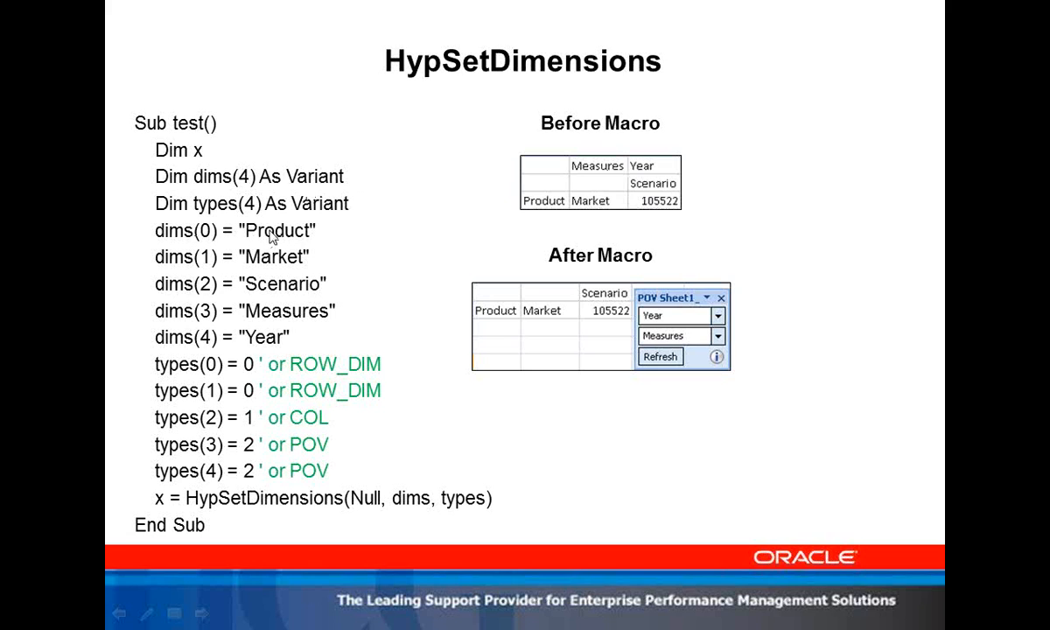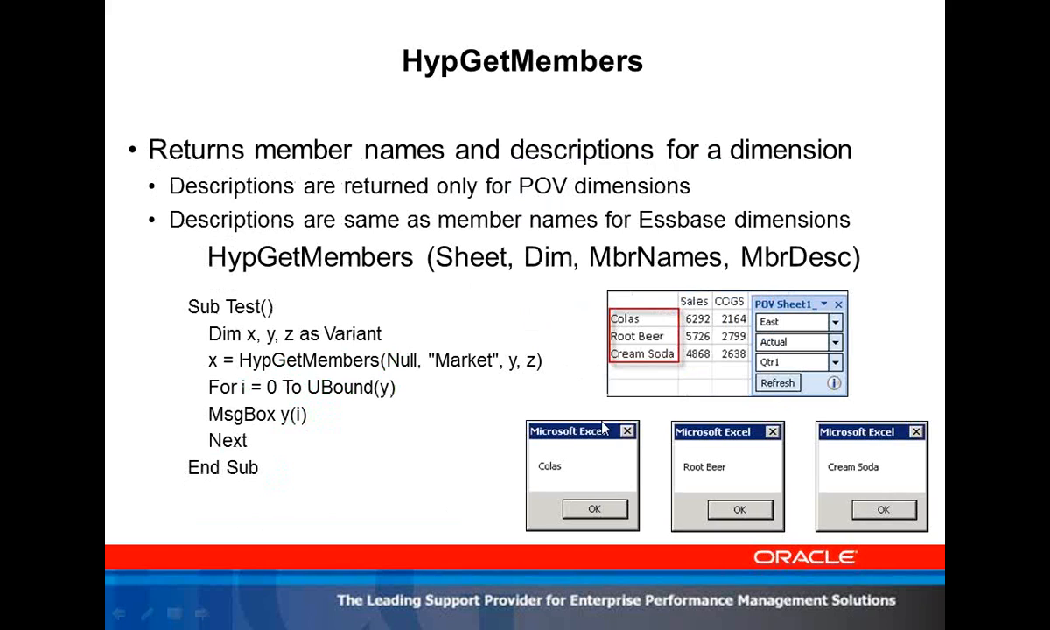And I say set Product equal to 0. Set Market equal to 0, meaning both of those are going to be in the rows. Set Scenario equal to 1, that means up in the columns, and set Measures and Year equal to 2, which puts them in the POV. And I have to do that via these variable arrays, dims, which I called it, and types, which I called it here, and use that HIP Set Dimensions function.